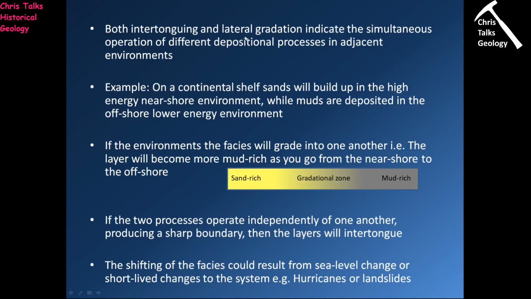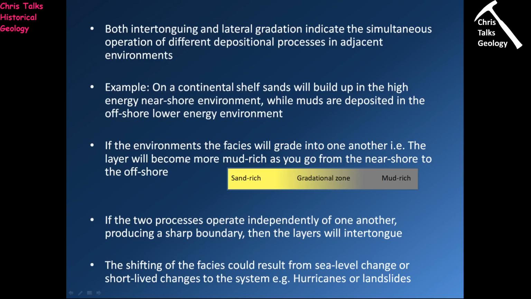So both intertonguing and lateral gradation indicate the simultaneous operation of different depositional processes in adjacent environments. In both of these instances, what we have is two different depositional environments right next to each other at the same time. A good example is the one we've been discussing, the continental shelf. You'll have a sandy environment closer to the coast, which is the higher energy nearshore environment, whereas you'd have muds deposited further out to sea in a much lower energy environment.